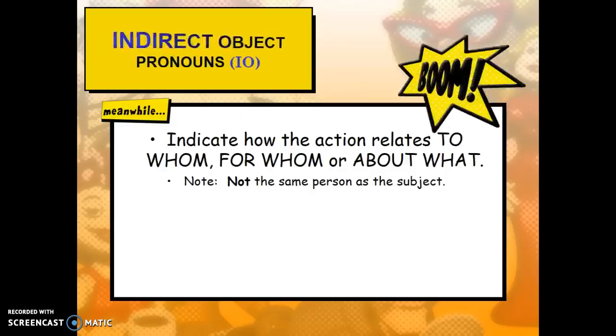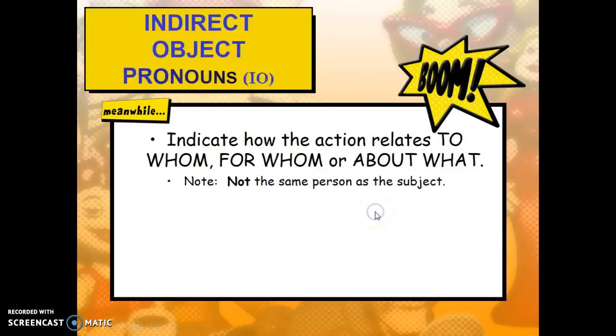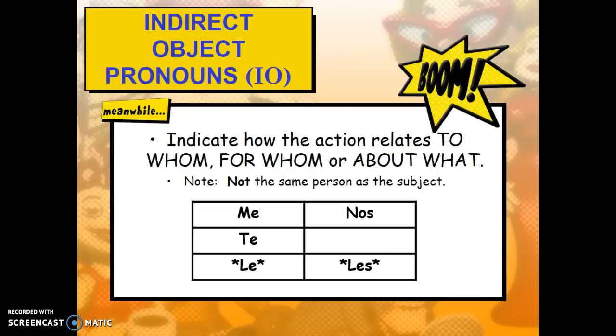Okay, but direct object pronouns is not where it stops. We also have indirect object pronouns. Okay? Now, indirect object pronouns indicate how the action relates to whom, for whom, or about what. Again, it's not the same person as the subject. Your direct object pronouns, remember, look exactly like the DOPs other than le and les are different. Instead of lo and la and los and las, it's le and les.